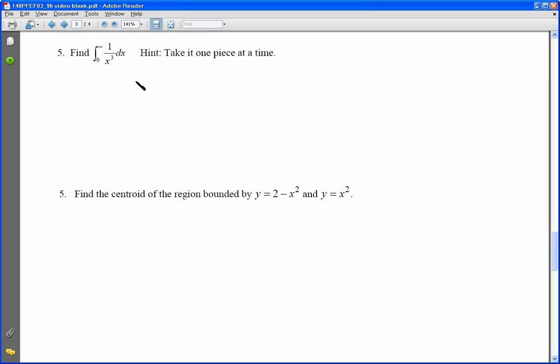And up next, an improper integral. Ooh. Things are getting really exciting now. I'm having trouble containing myself.